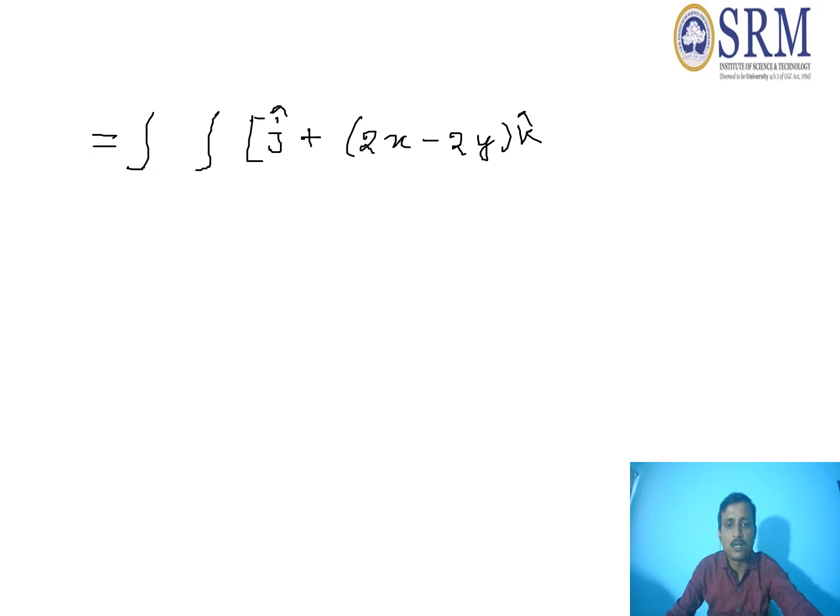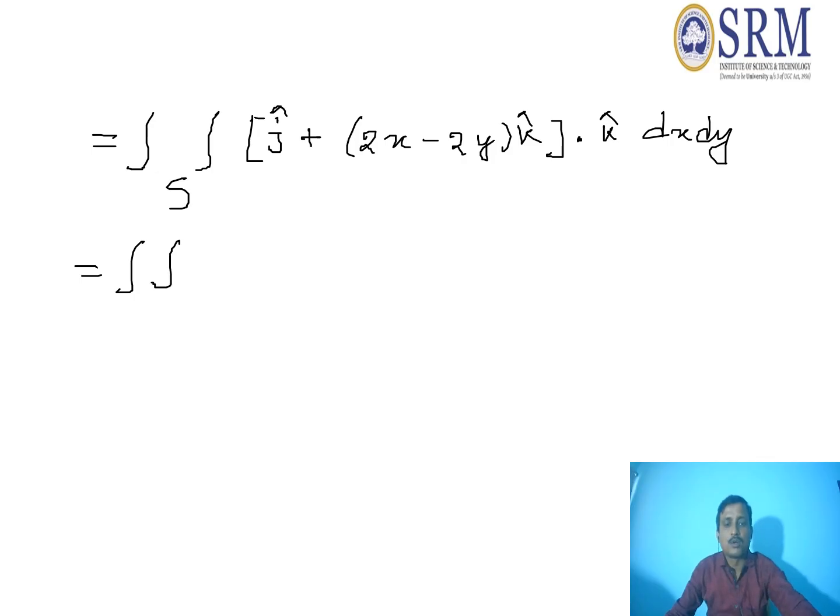So what are we getting? Basically this is the double integration, and the curl value we substituted, we got it: 2x j plus 2x minus 2y into k. Okay, am I right? This is the curl value, dot product with k, because the n value is k, and it is dx dy over the surface.